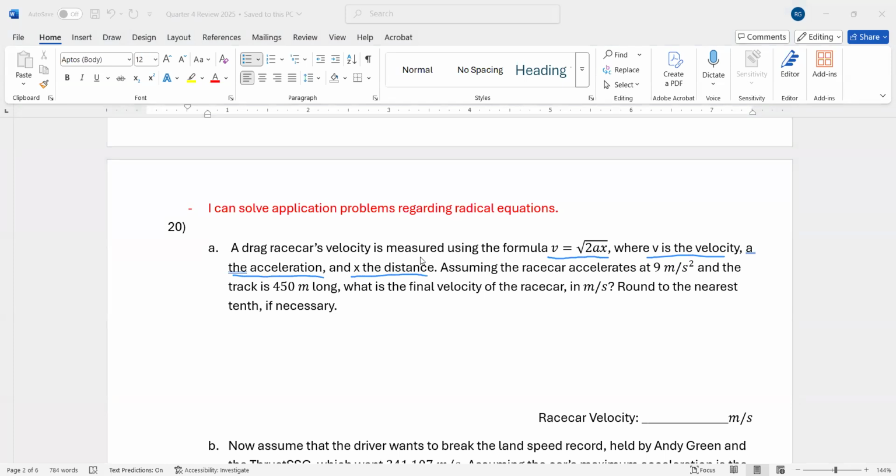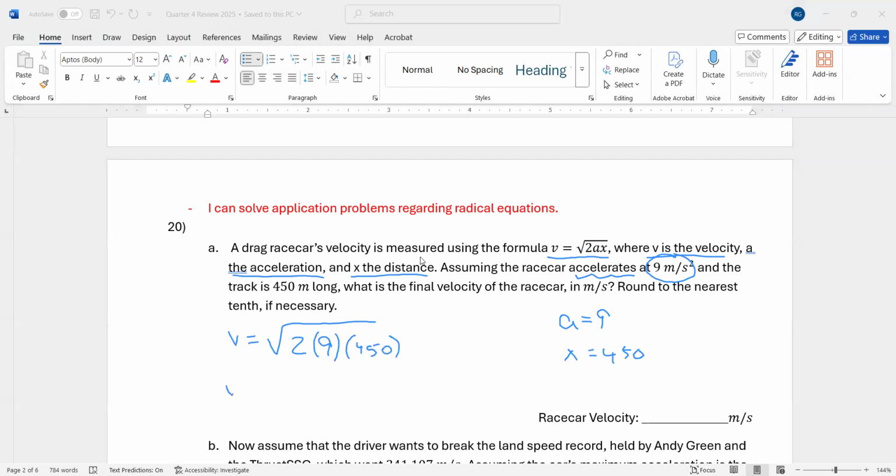Now I'm telling you two numbers. Assuming the race car accelerates at 9 meters per second, that's an acceleration, so that's A. So A equals 9. And the track is 450 meters long, so that's the distance, which is X. Find the velocity, so find V. So let's plug in what we have. V equals the square root of 2, A is 9, and X is 450.